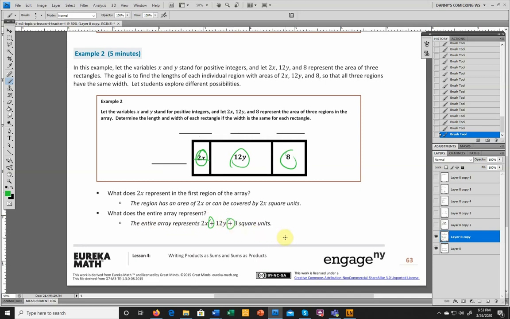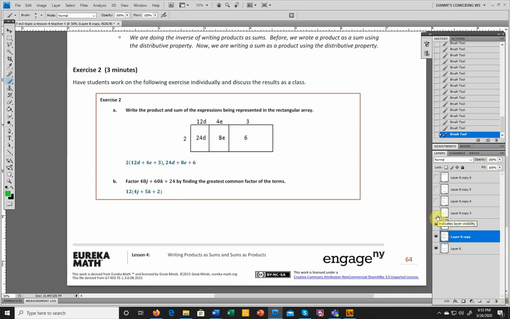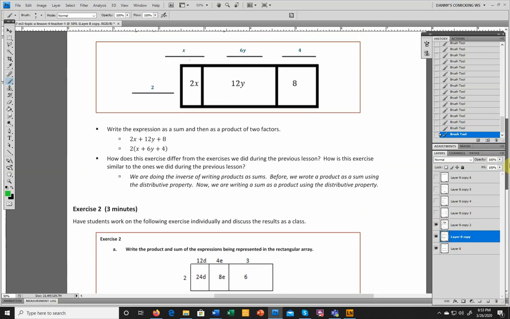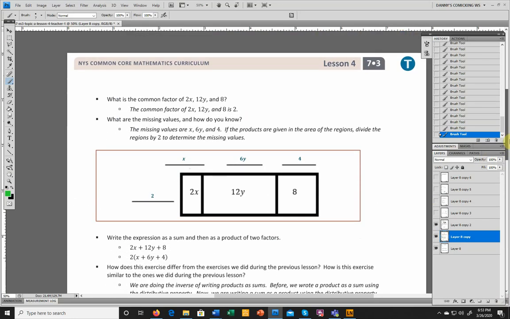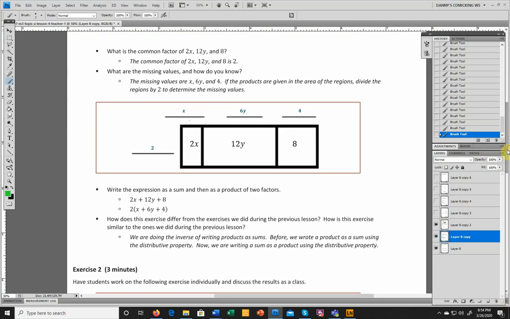Okay, so let me move up here. What is the common factor for 2, 12, and 8? The common factor for 2, 12, and 8 is 2. Because you can divide 2 into any of those. You can multiply by 2 to get any of those.